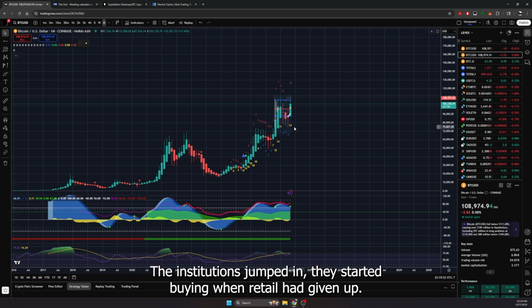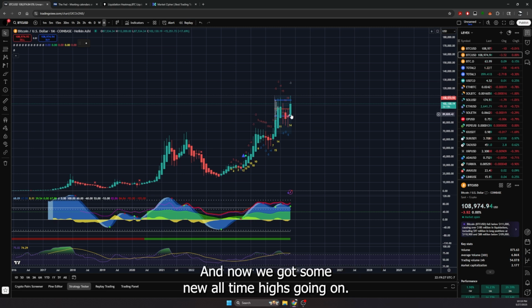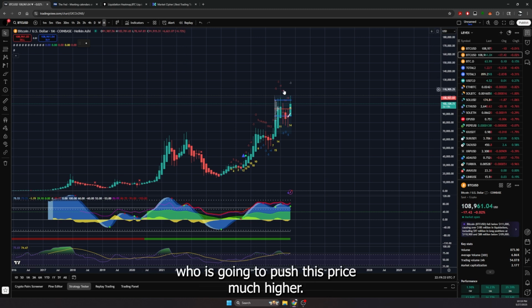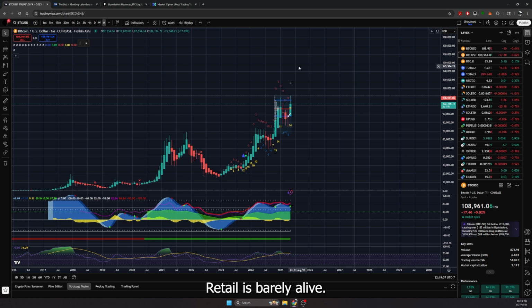It didn't. The institutions jumped in. They started buying when retail had given up. And now we got some new all-time highs going on. So now I'm wondering, who is going to push this price much higher? Retail is barely alive. They lost all their money on altcoins.